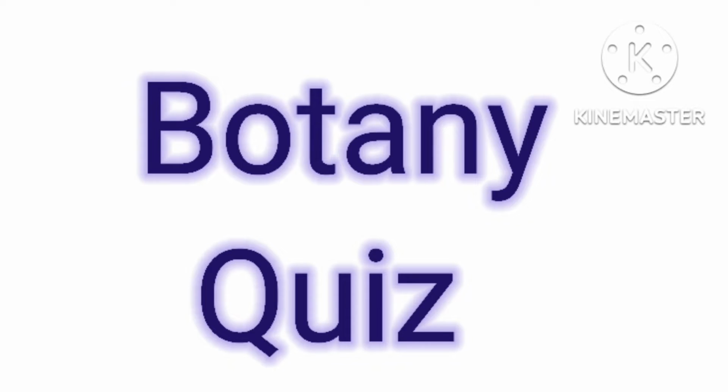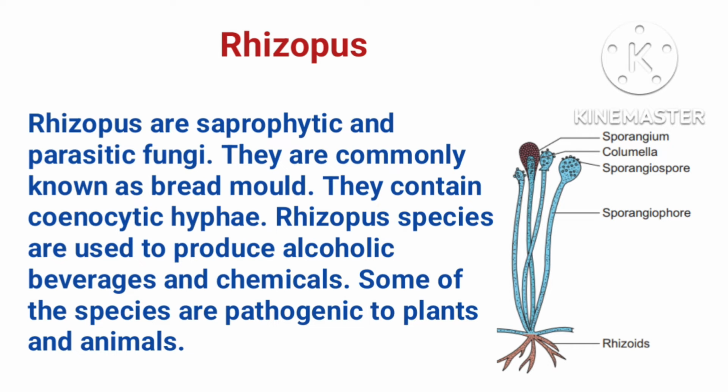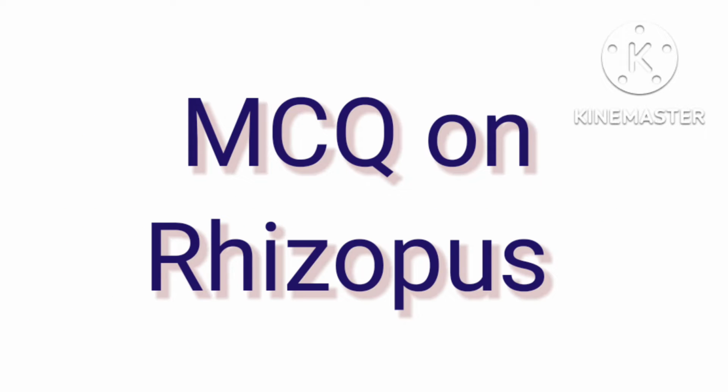Botany Quiz. Rhizopus. Rhizopus are saprophytic and parasitic fungi. They are commonly known as bread mold. They contain coenocytic hyphae. Rhizopus species are used to produce alcoholic beverages and chemicals. Some of the species are pathogenic to plants and animals.